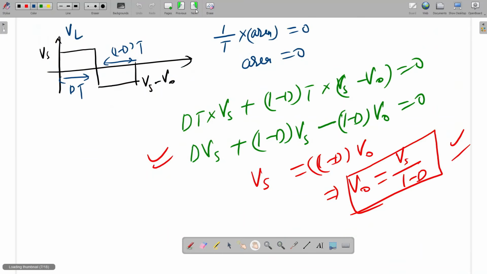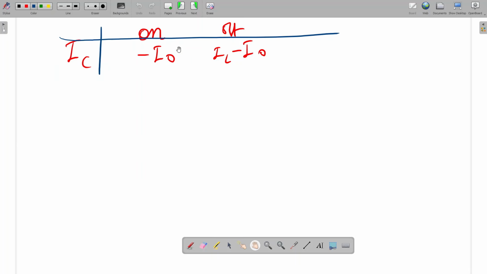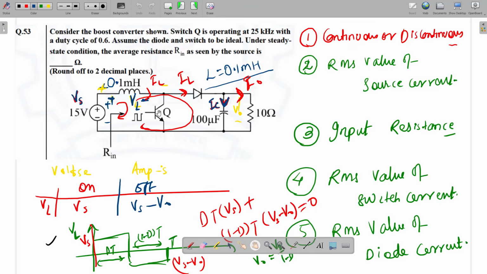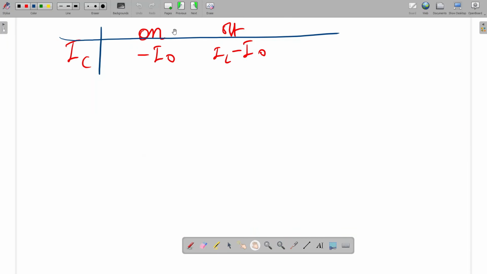So the same thing I have written here: IC is equal to minus I naught during the on duration. And when the switch is off, this inductor current will flow through this diode. So through the diode, what is the current? IL. And here if you apply nodal analysis, IC is equal to IL minus I naught. So that I have written here. Is it clear? Yes, sir.